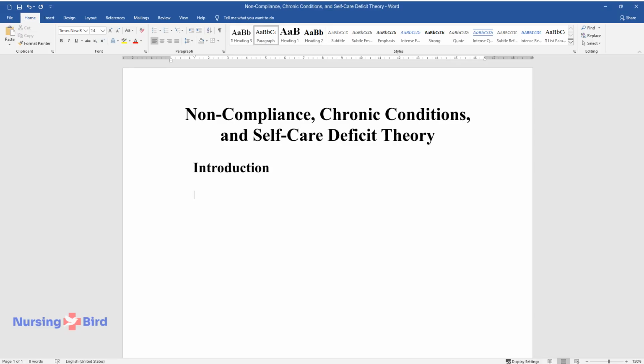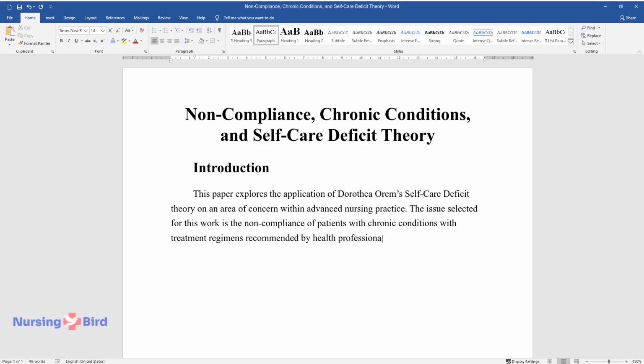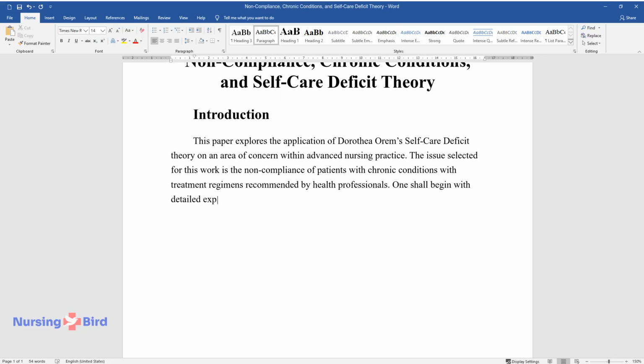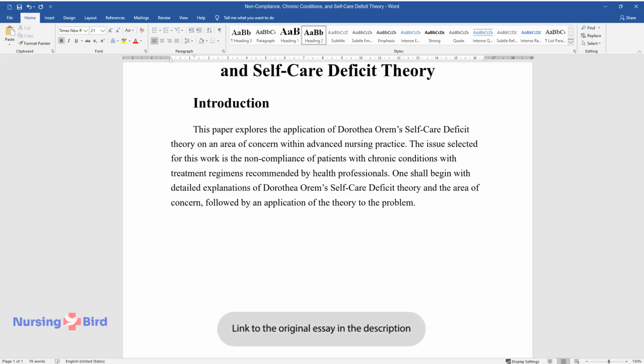Introduction. This paper explores the application of Dorothea Orem's self-care deficit theory on an area of concern within advanced nursing practice. The issue selected for this work is the noncompliance of patients with chronic conditions with treatment regimens recommended by health professionals. One shall begin with detailed explanations of Dorothea Orem's self-care deficit theory and the area of concern, followed by an application of the theory to the problem.